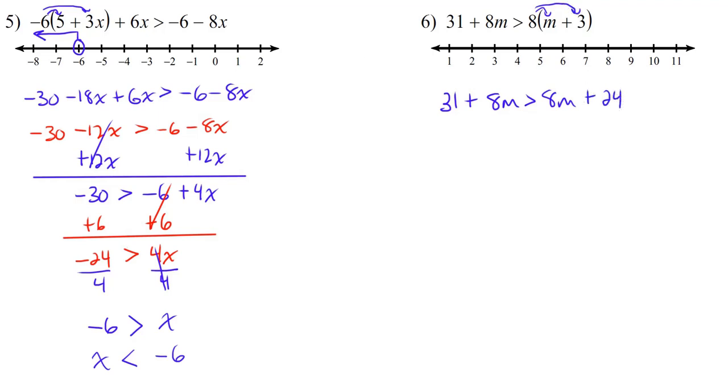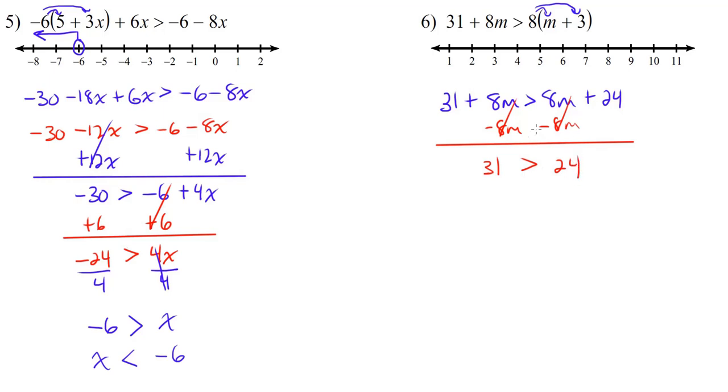So now we have variables on both sides, and you might already see something interesting taking place. Both of them are 8m, so when we subtract 8m from both sides, the variable ends up getting canceled out on both sides. And this leaves us with the statement 31 is greater than 24.